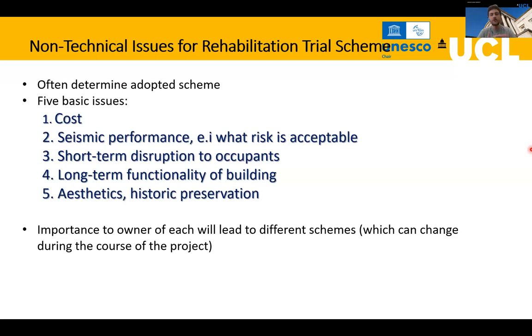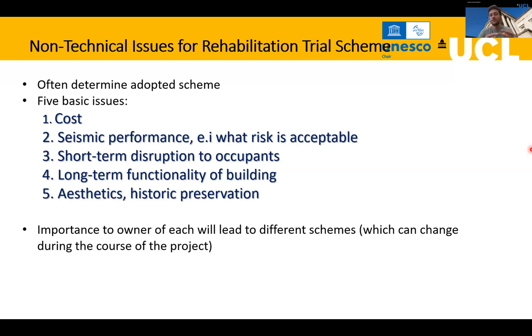So just to finish this presentation, besides the technical issues of rehabilitation, there are also some non-technical issues that should be considered. So these usually determine which type of retrofitting you need to implement. The first one usually is the cost. The second is the seismic performance. What type of risk is acceptable?